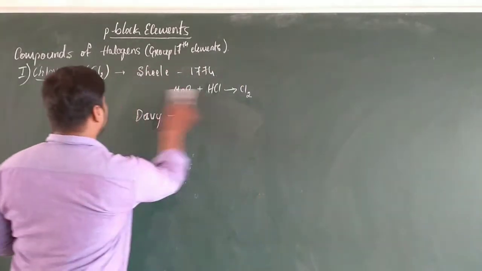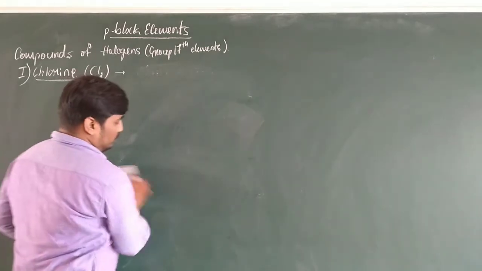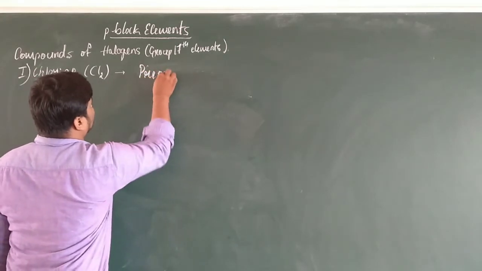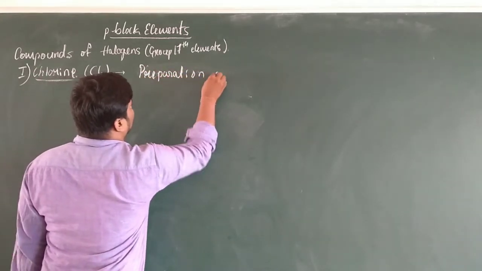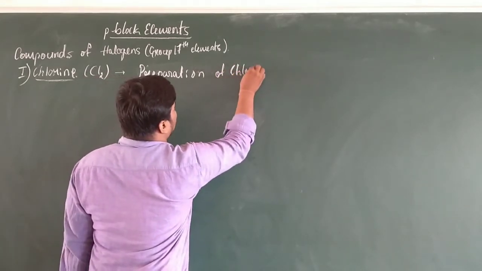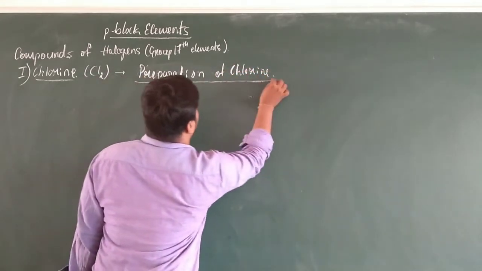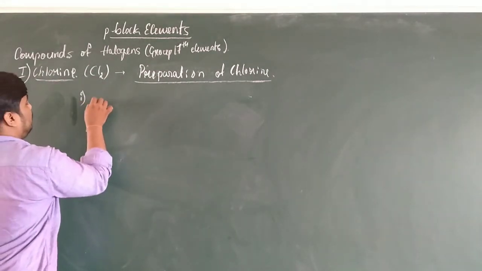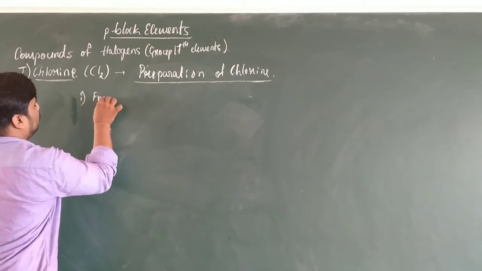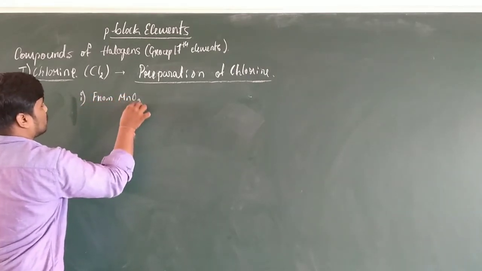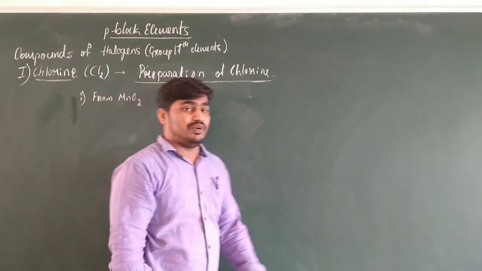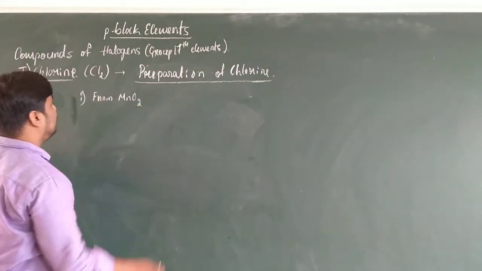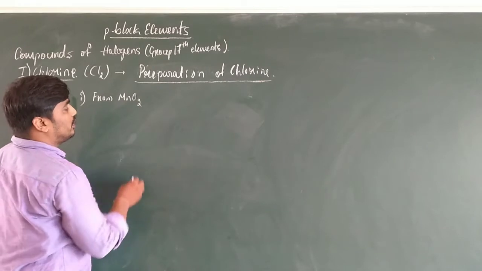Next, what are the preparation methods of chlorine? Chlorine is prepared using several methods. In a laboratory method, the very useful method is from manganese dioxide. What Scheele explained during his experiment, the same thing is introduced in the preparation of chlorine.